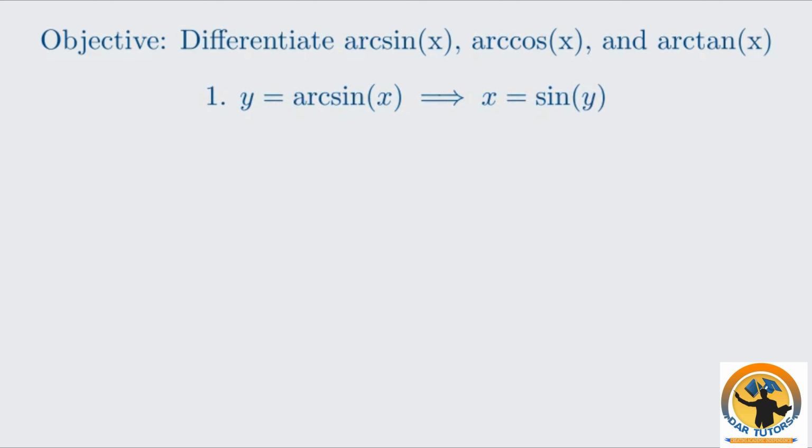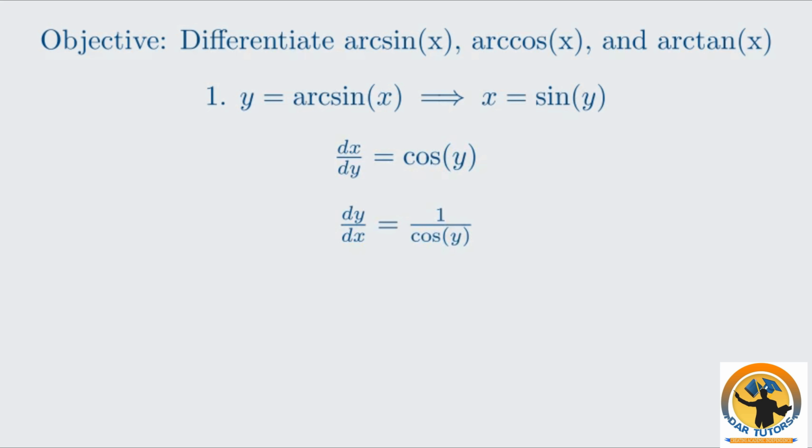Now, we differentiate both sides with respect to y. The derivative of x with respect to y is dx/dy. The derivative of sin y with respect to y is cos y. We want dy/dx, which is the reciprocal of dx/dy. So, dy/dx equals 1 over cos y.